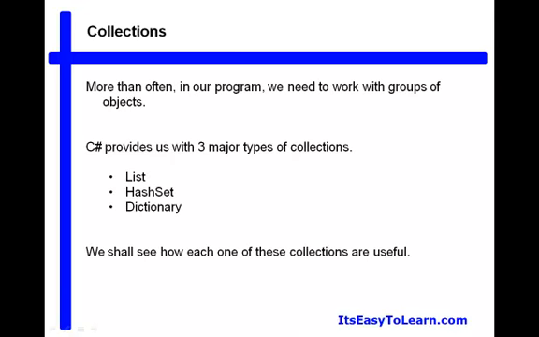More often than not in a program, we need to work with groups of objects. It is very rare we work with a single object. In fact, C# provides us with 3 major types of collections. Number 1, the list is one major type. The hash set is the second major category, and then there is the dictionary. We shall see how each one of these collections is useful to us.